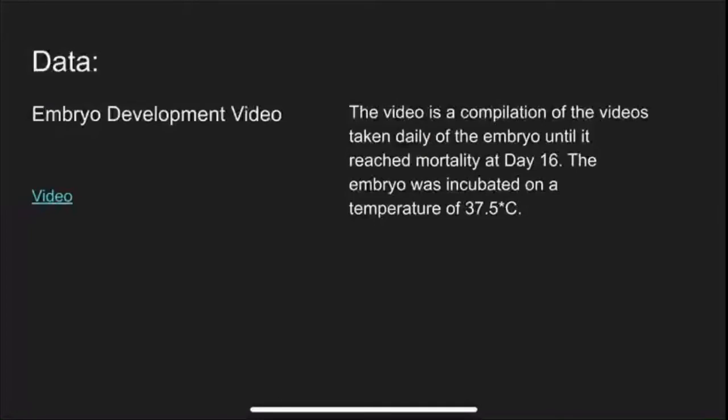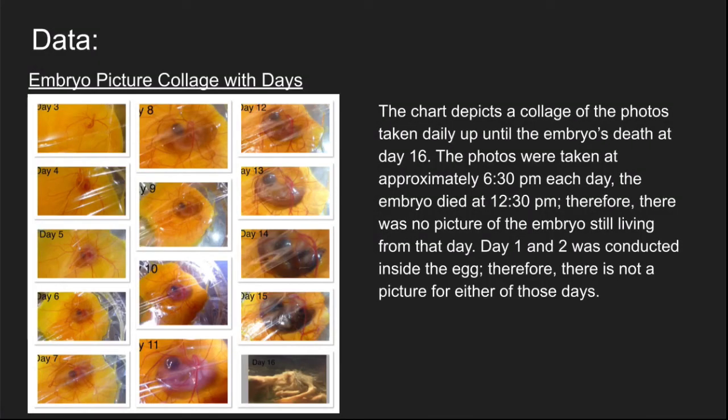Data. Embryo development video. The video is a compilation of the videos taken daily of the embryo until it reached mortality at day 16. The embryo was incubated at a temperature of 37.5 degrees Celsius. Data. Embryo picture collage with days. The chart depicts a collage of the photos taken daily up until the embryo's death at day 16.